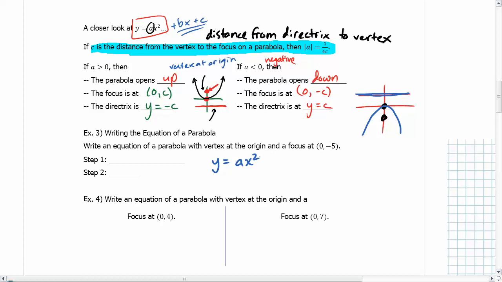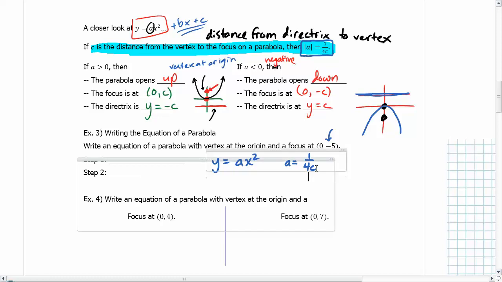Well, how far is it from our origin, where our vertex is, to where our focus is? One thing that we have from before, one equation that you need to be familiar with is this one right here, where a equals 1 over 4c. Remember, c is the distance from the vertex to the focus. Well, how far is it from 0, 0 to 0, -5?